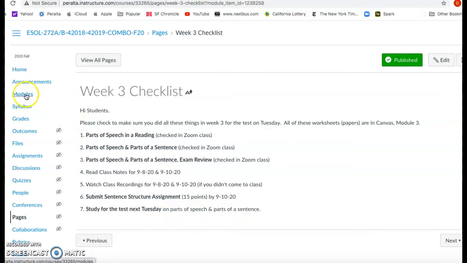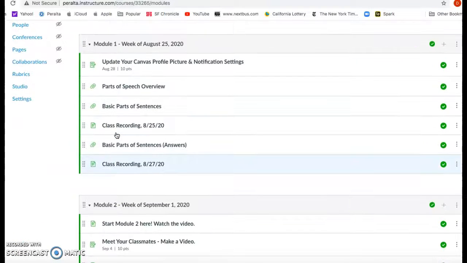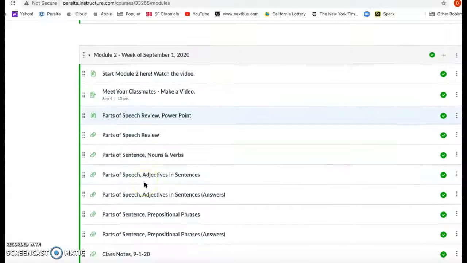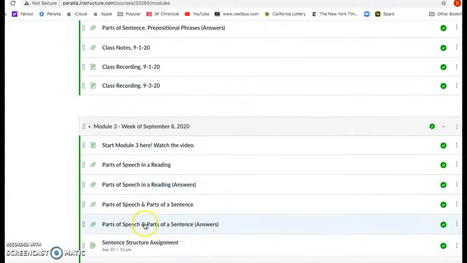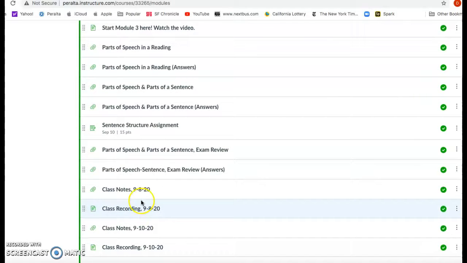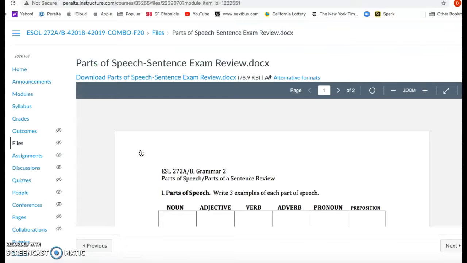Now, how do you study for that? Well, you look in the modules, right? Everything that I want you to study is in Canvas. Module 1, Module 2, and Module 3. All of these papers, all of these worksheets, you need to study for the test. And especially study the parts of sentence exam review, okay?